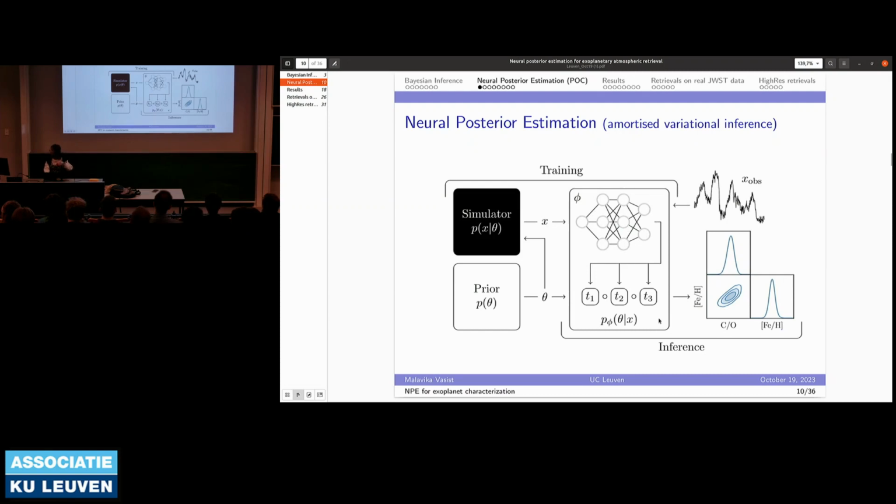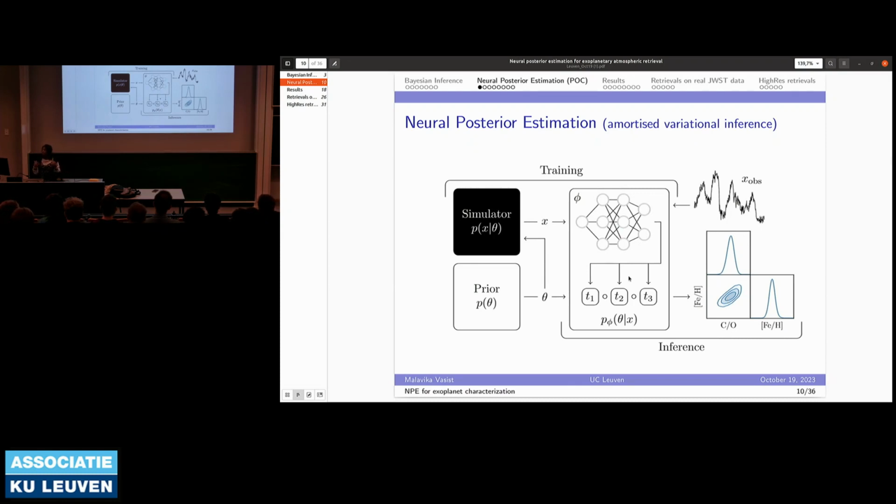And then you have the inference phase. So once you're trained, you keep it aside, and you get your observation spectrum. You render that into your neural network, and it directly spits out the posterior, and hence the name neural posterior estimation, because the neural network estimates the posterior itself.